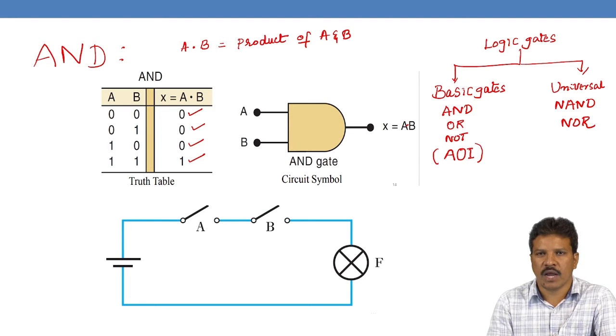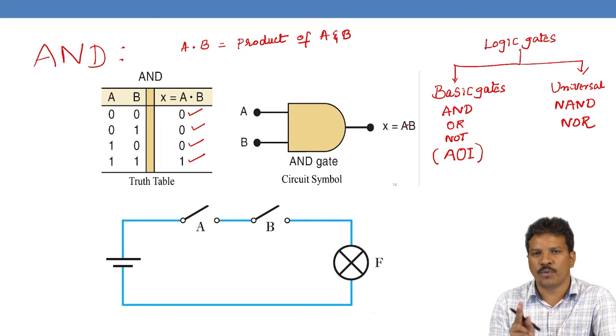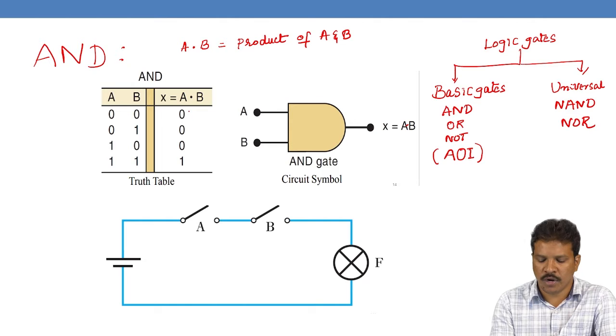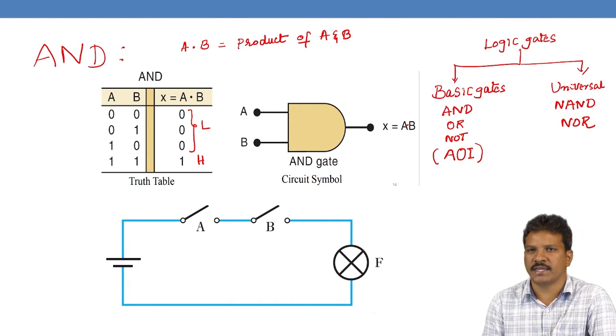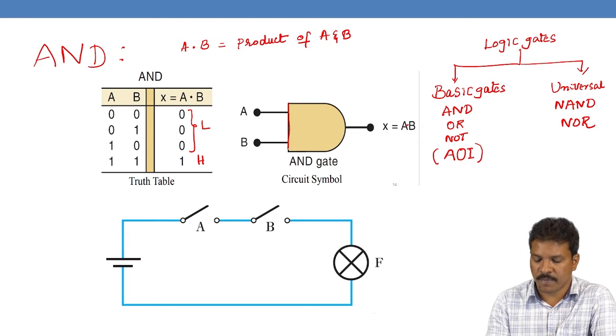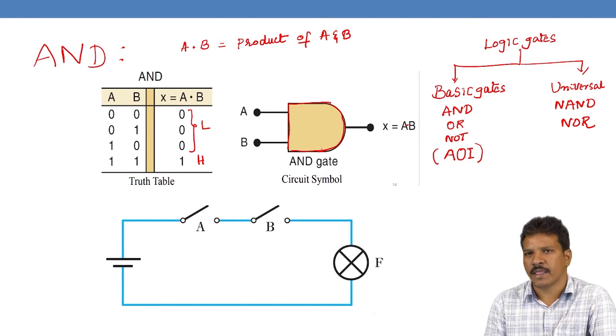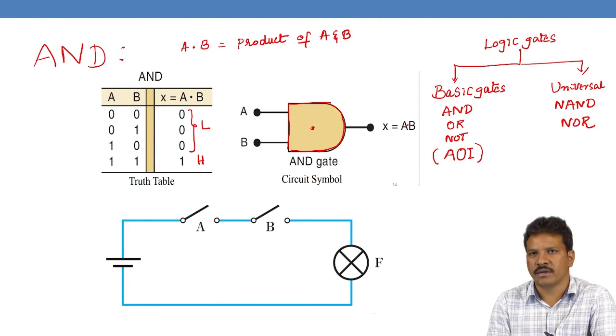The important thing to remember from this truth table is that in the AND operation, when we perform the product of A and B, only when both inputs are high is the output high. In all remaining cases, the output is low. Output is low when any one input is zero, and output is high when both inputs are high. The graphical or symbolic representation of the two-input AND gate is this symbol. It acts as a product operation: with inputs A and B, you get X equals A into B.